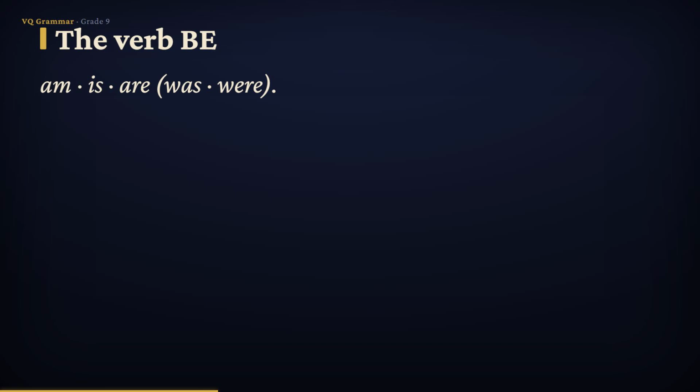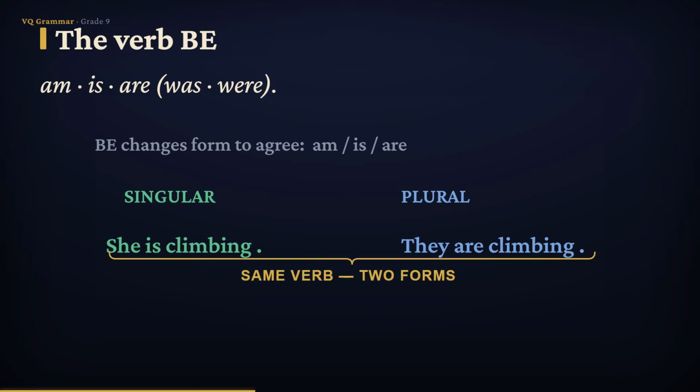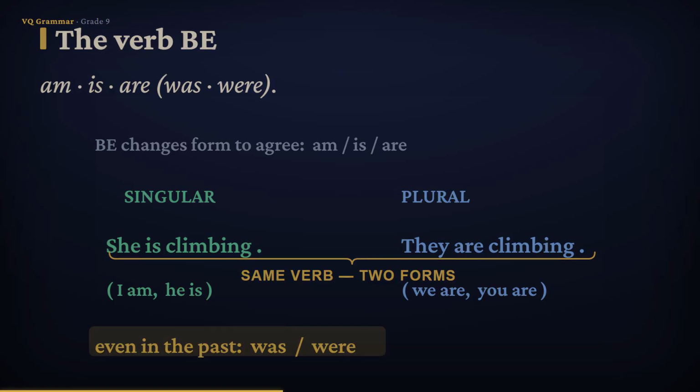Three verbs change shape more than any others: be, have, and do. Let's take them one at a time, starting with be. In the present, be becomes am, is, or are. Line up the singular side and the plural side. She is climbing, but they are climbing. The same verb wearing 2 different forms. Filling it out, you get I am and he is for one, and we are and you are for more. And be keeps splitting even in the past. Was for one, were for many.